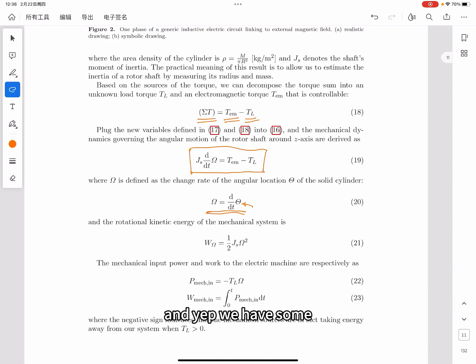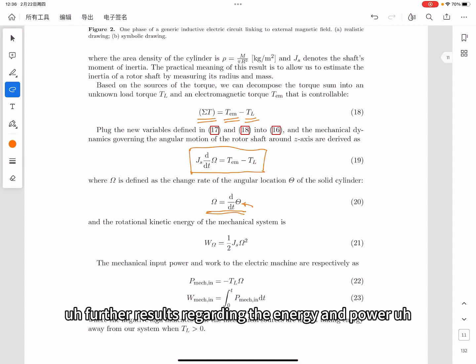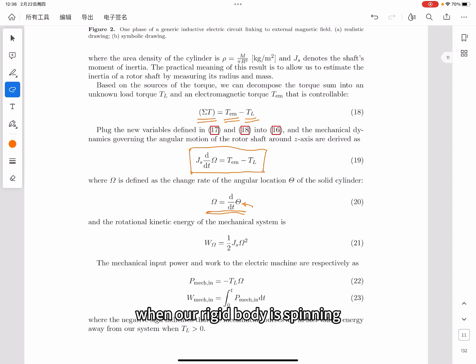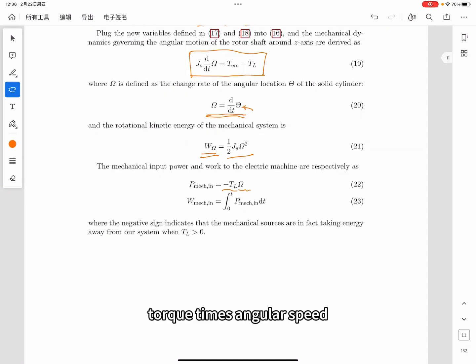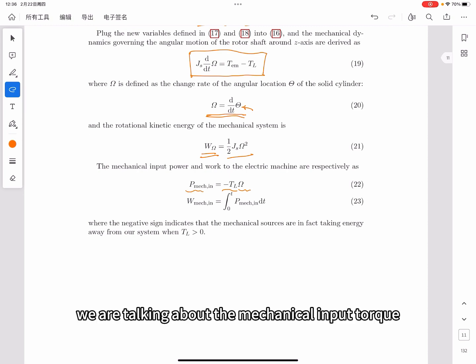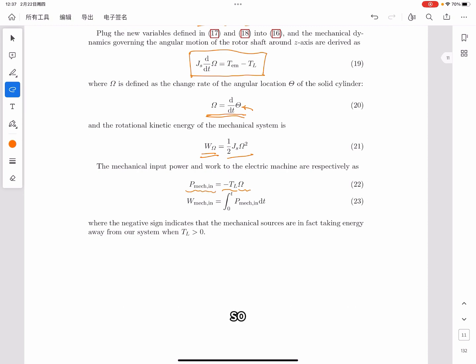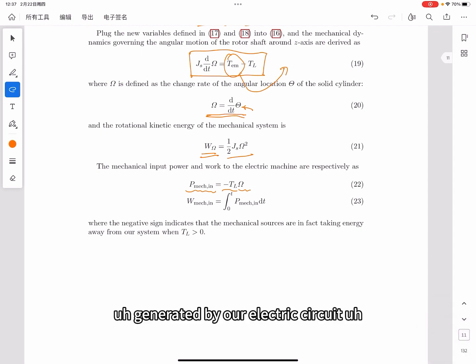And we have some further results regarding the energy and power when our rigid body is spinning. The kinetic energy is 1 over 2 times Js times omega squared. And the power is the torque times angular speed. Note that we are talking about the mechanical input torque. So this TEM here is not our mechanical input torque. This is generated by our electric circuit, which we will discuss later.